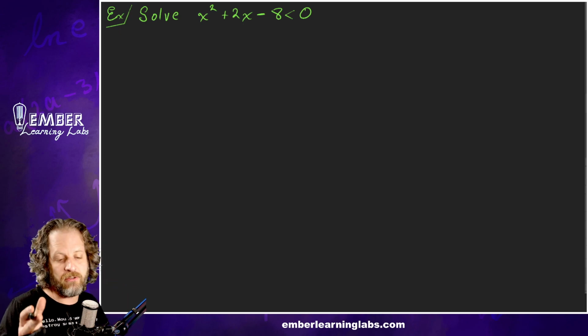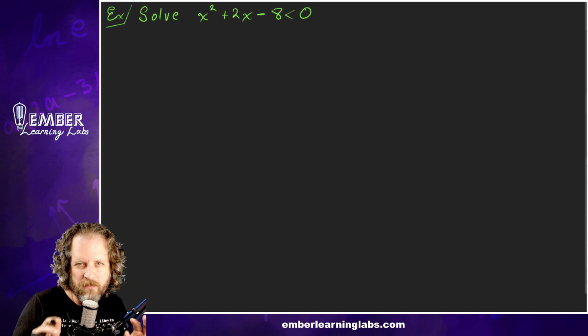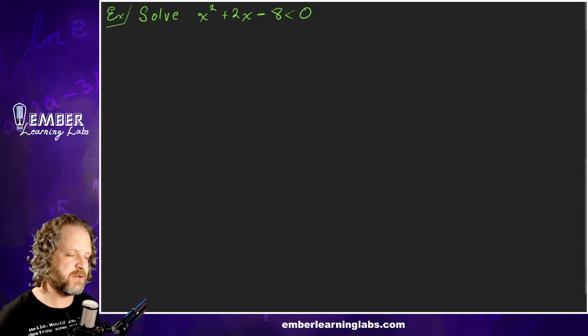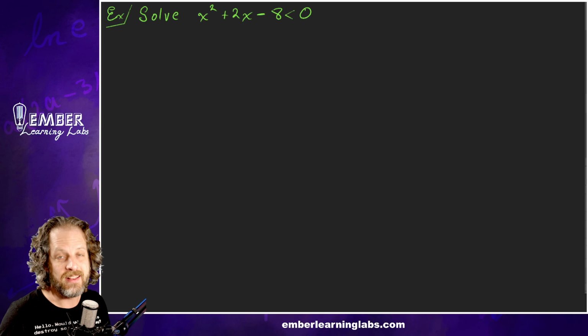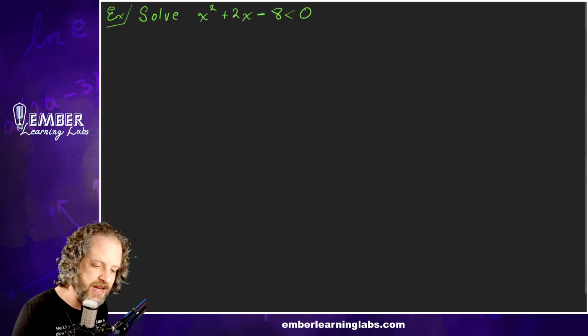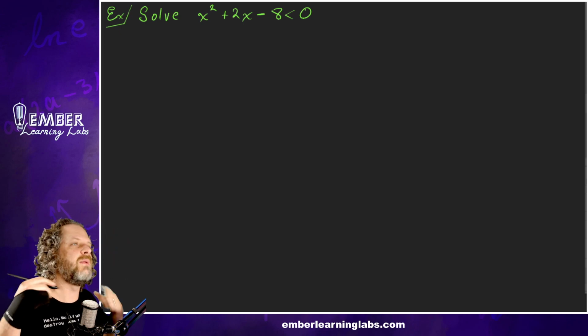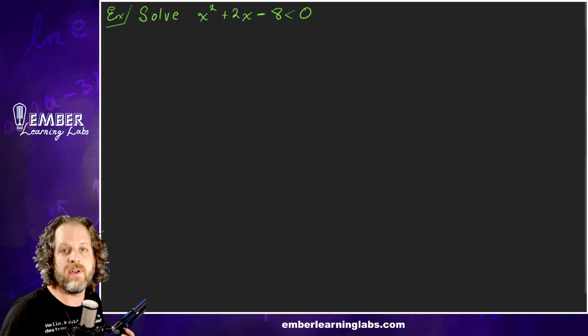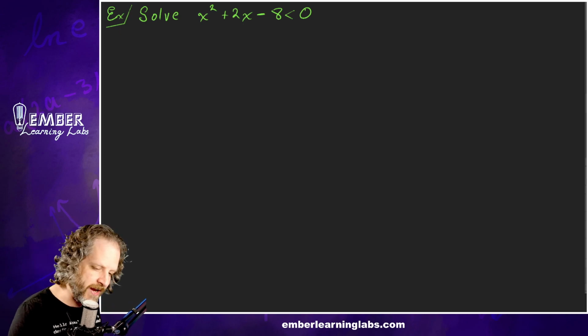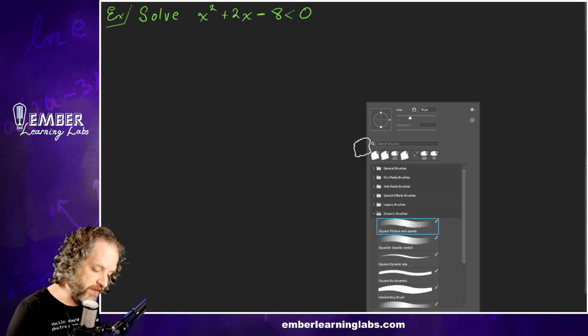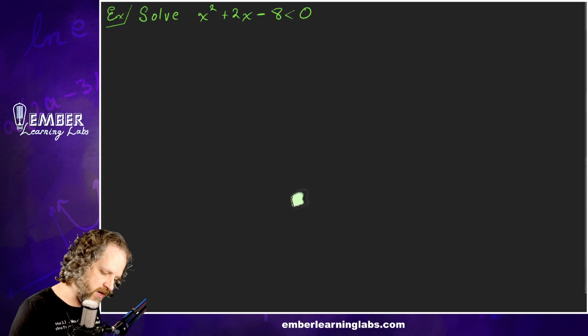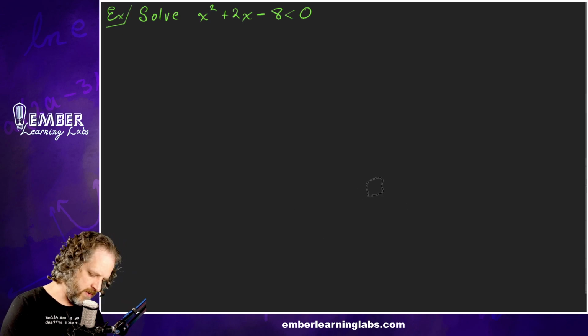So, our first best hope is that this factors. Because if this factors, let's solve it that way. Because that's so much easier than completing the square or that big old giant quadratic formula or any of the other nonsense. Let's see if it factors. So, to factor, whoa, we got our crazy brush here. Whoa. Let's make it smaller.